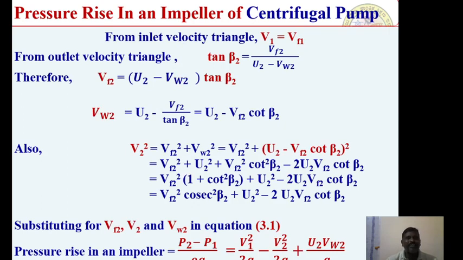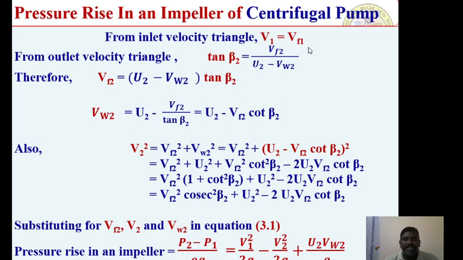So in that connection, from the inlet velocity triangle, V1 is equal to Vf1. From the outlet velocity triangle, tan beta 2 is equal to Vf2 divided by (U2 minus Vw2). Therefore, Vf2 is equal to (U2 minus Vw2) into tan beta 2. This is the value of Vf2. So from this expression, how can I calculate Vw2? Vw2 is equal to U2 minus Vf2 by tan beta 2, that is equal to U2 minus Vf2 cot beta 2. 1 by tan beta 2 can be written as cot beta 2. Therefore, the value of Vw2 I can express as U2 minus Vf2 cot beta 2.